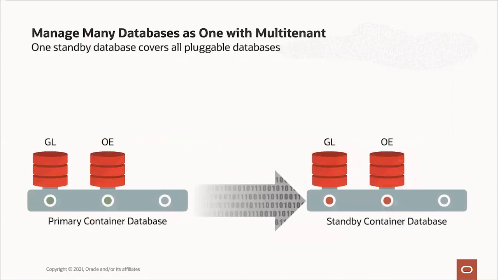Another example of managing many as one is configuring for high availability using something like DataGuard. Now, the way we do this technically is that we have a primary container database. And because we can manage many as one, we configure DataGuard at the CDB level. And all the PDBs plugged into that CDB are protected by that single configuration.